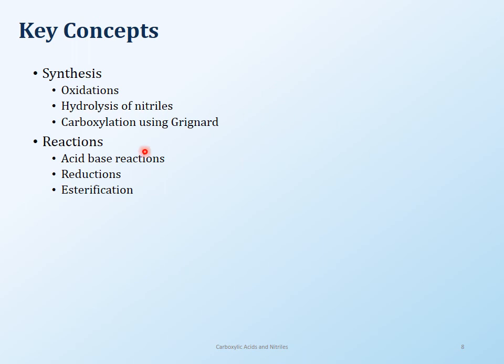So here we are with the synthesis. All the oxidation reactions that we've done, again, this is just a review. You've done them from organic 1, so you should know all the oxidation synthesis, hydrolysis of nitriles, carboxylation using Grignard reagents, and then of course all the reactions that we just talked about. Don't worry about mechanism yet. We will get to mechanism in the next chapter or in the next section.